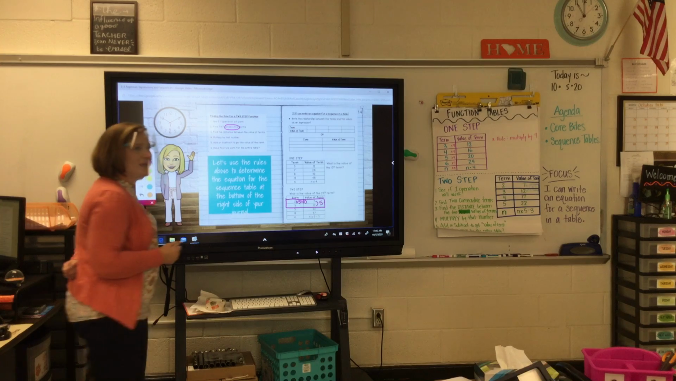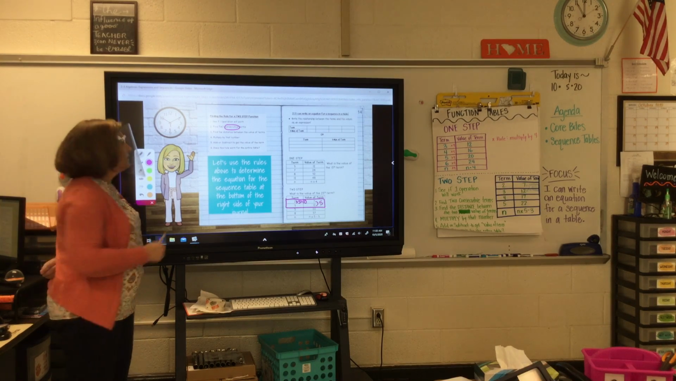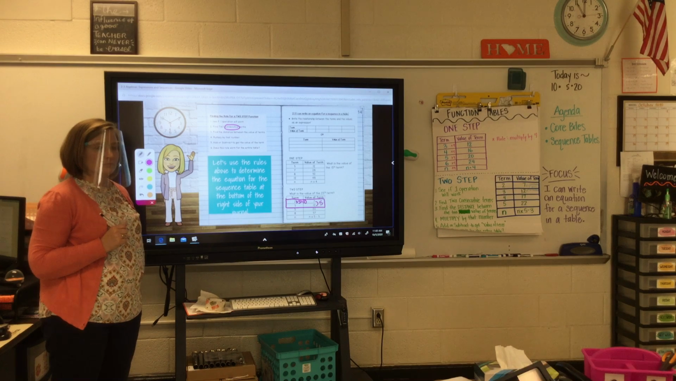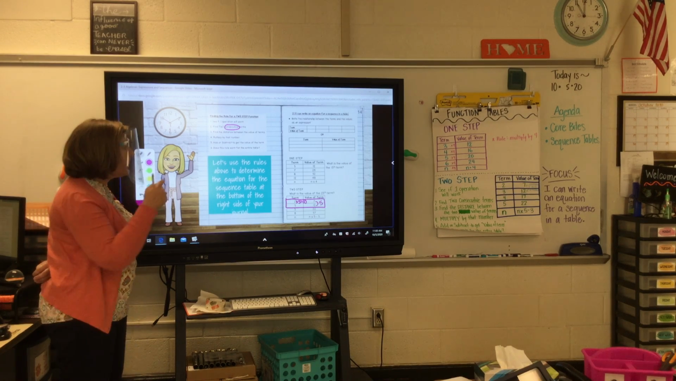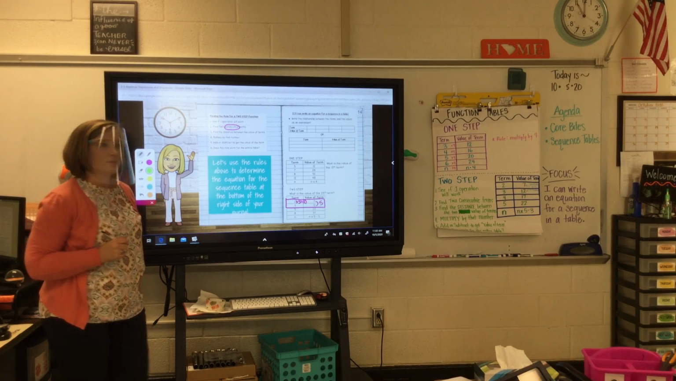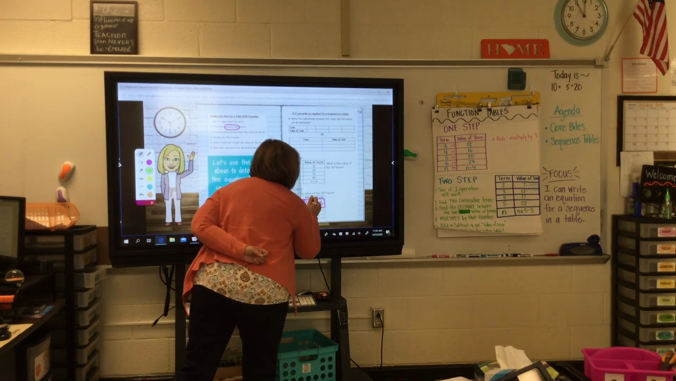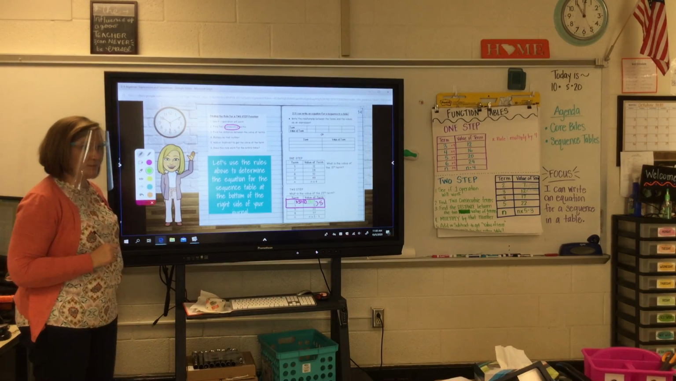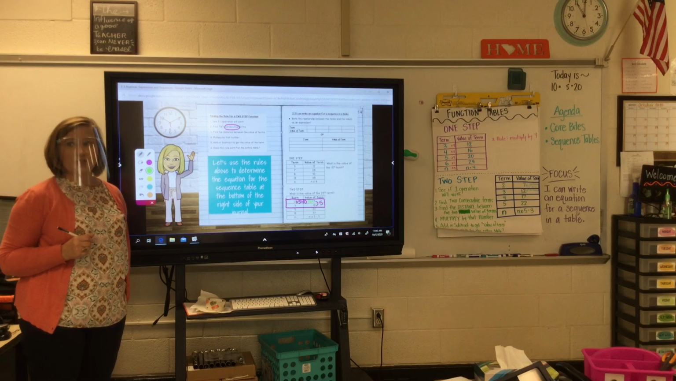But that's not my answer, is it? No. What does step 5 say? Add or subtract to get the value of the term. So how can I get from 10 to 7? Subtract 3. And I get 7.